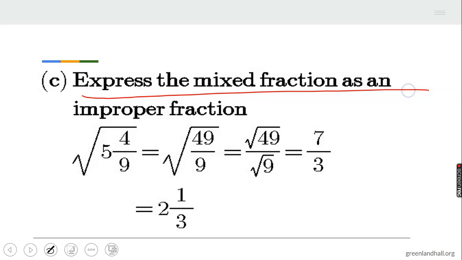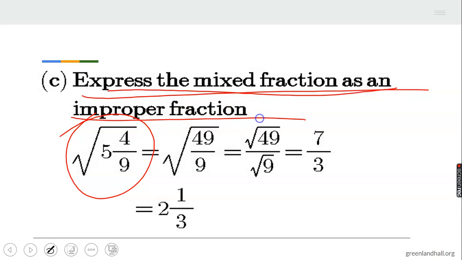Now, when you have a mixed fraction, the first thing to do is that you express the mixed fraction as an improper fraction. 5 times 9, 45 plus 4, that is the square root of 49 all over 9. Like I said before, you split them. That is, square root of 49 is 7, while the square root of 9 is 3. Now your answer is 2 whole number 1 all over 3.